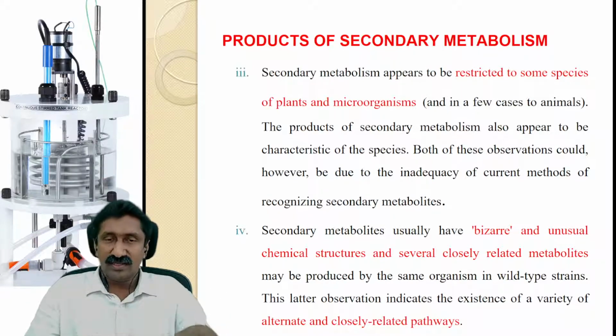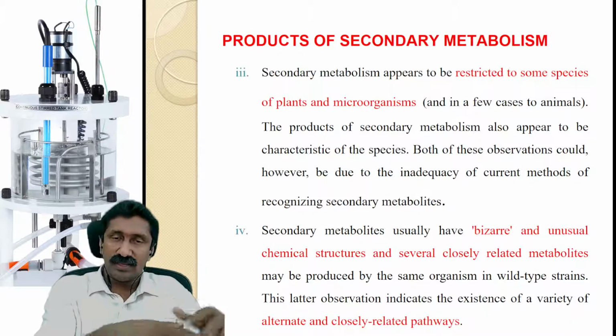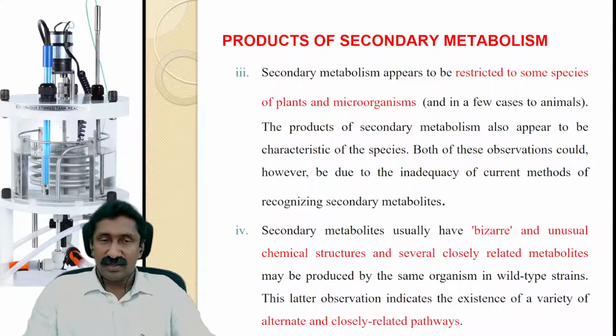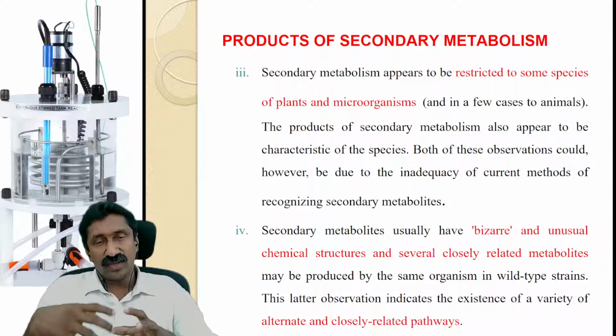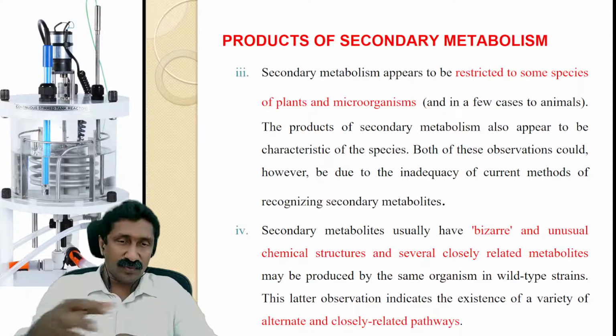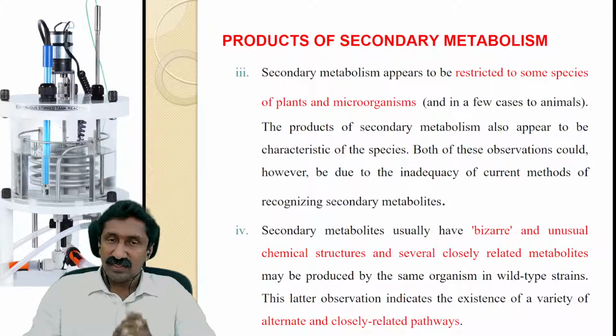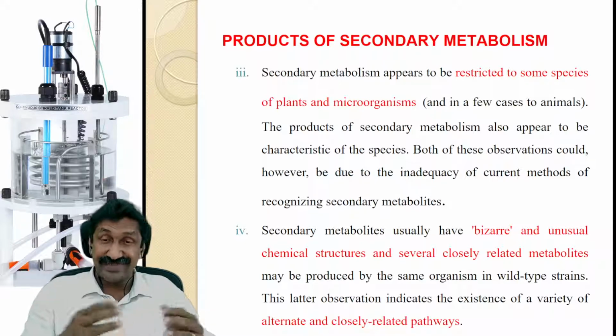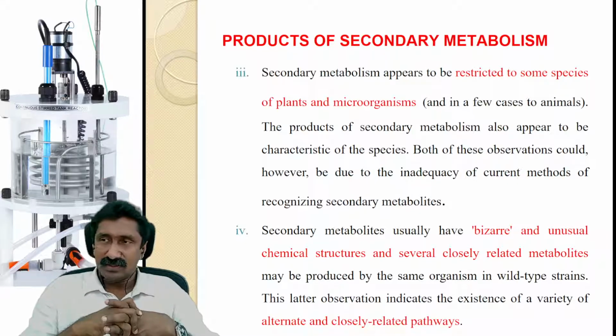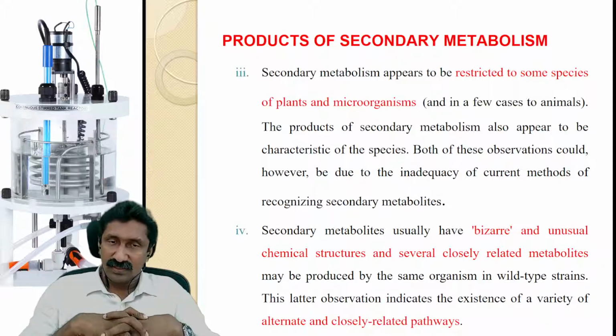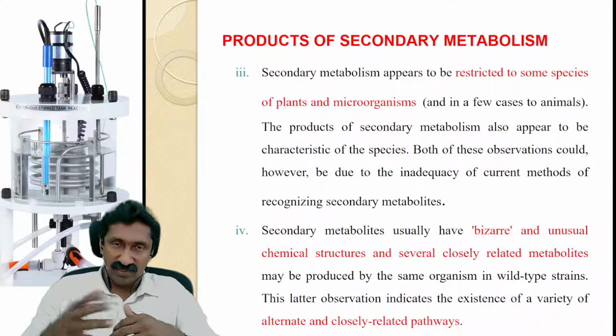So in one strain, it will be subjected to one pathway. It will add some groups, and you will get one structure. And if another strain of the organism or another organism is adopting a separate pathway for adding the groups and modifying the structure, then you will get another compound. So secondary metabolites and its various derivatives were observed in the case of various organisms and its wild type strains.